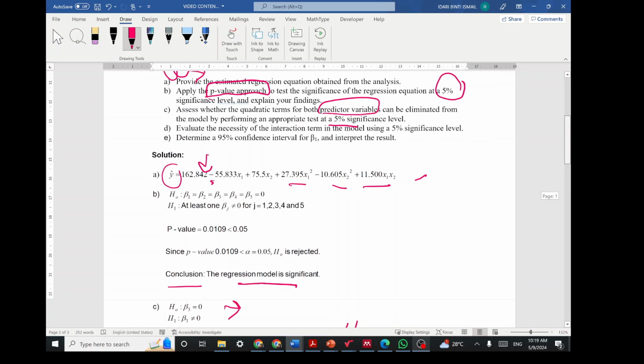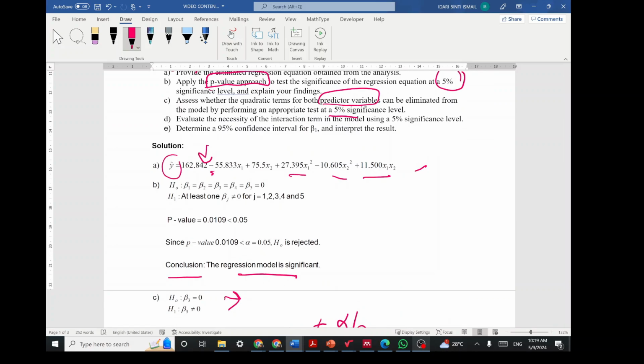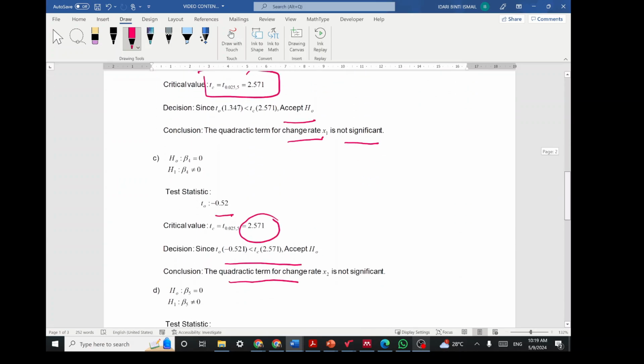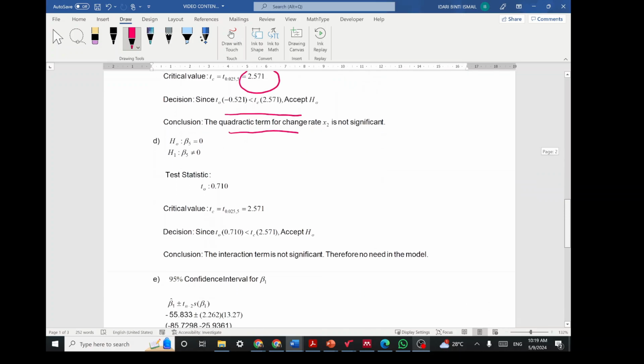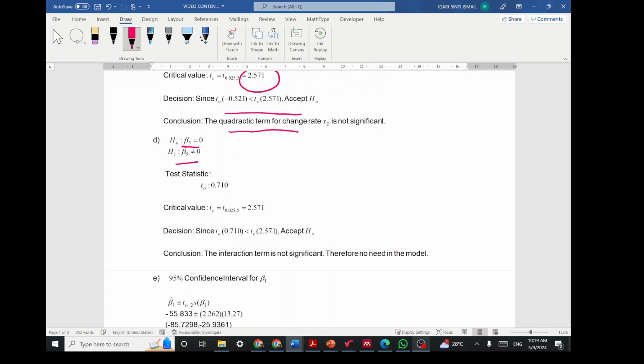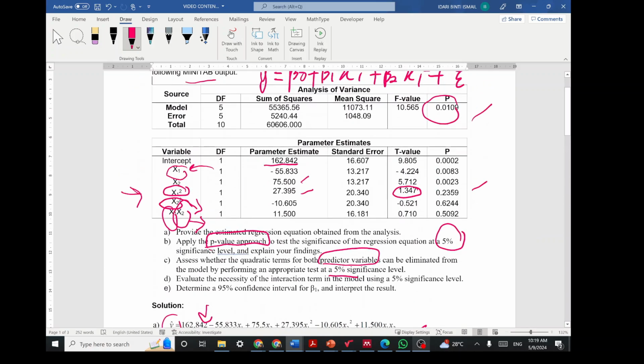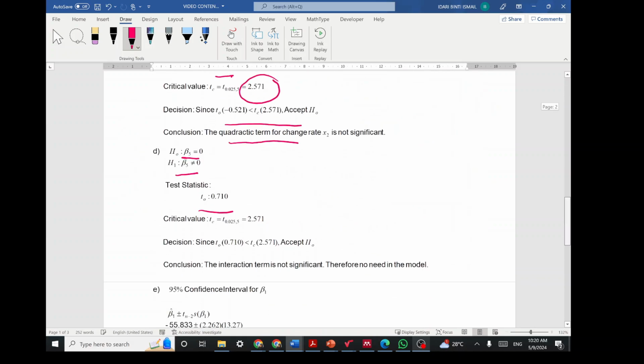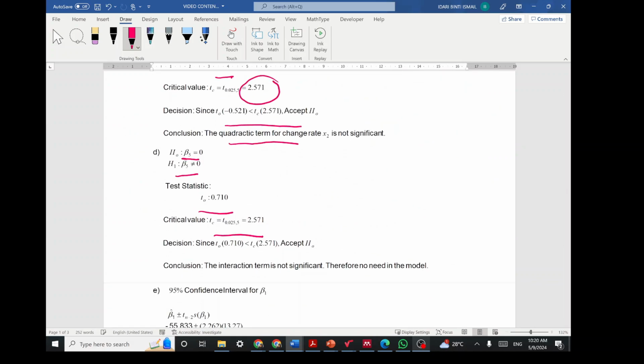Evaluate the necessity of the interaction term in the model using a 5% significance level. So this question actually wants you to conduct hypothesis testing as well to identify whether the interaction term is significant or not. Alright? So the same thing, you have to perform the hypothesis testing, but specifically on the interaction term. Alright, this is for your interaction effect. Let's look at the t, the test statistic here, 0.710. Okay. So you will have the same critical value here that you obtain from the table.